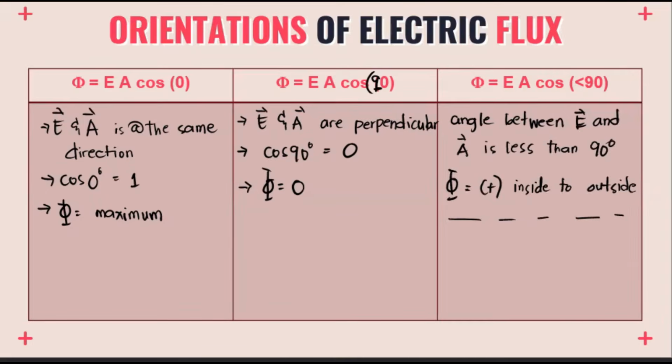On the other hand, if we have an angle greater than 90 degrees, the value of electric flux would be negative, okay? So, the field line comes from outside to inside. Okay? So that is how we calculate electric flux depending on the orientation of our surface.